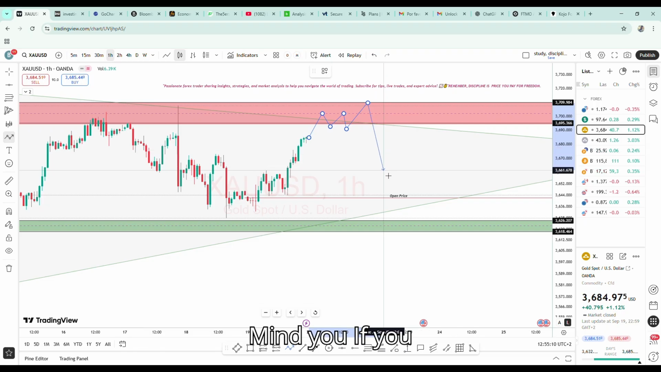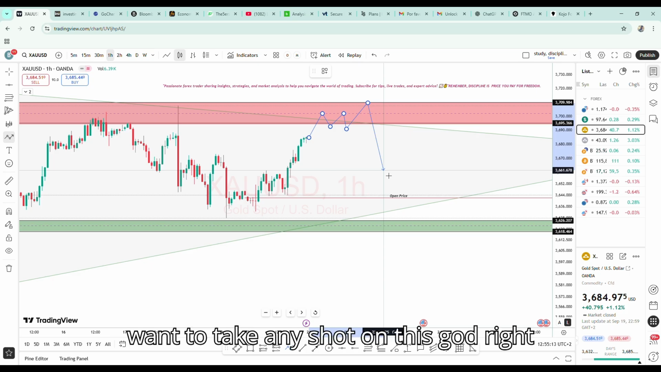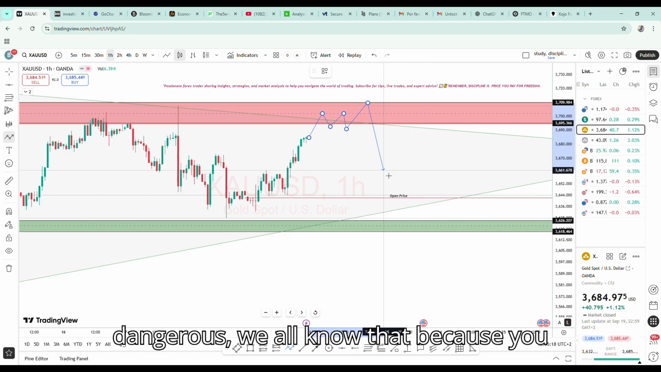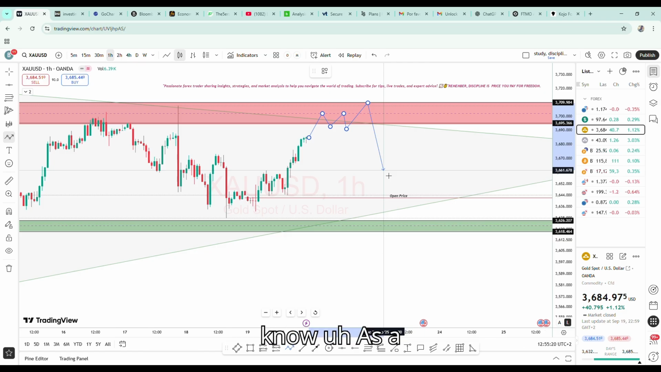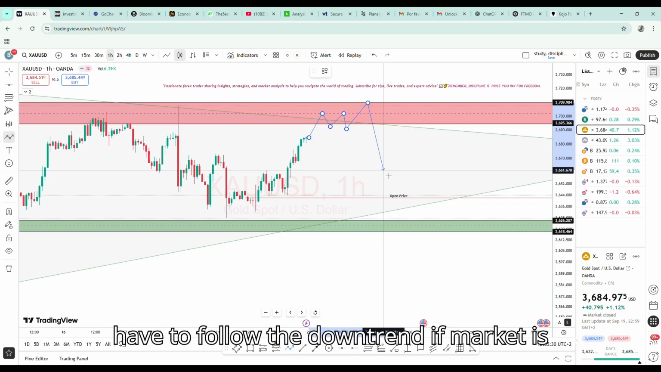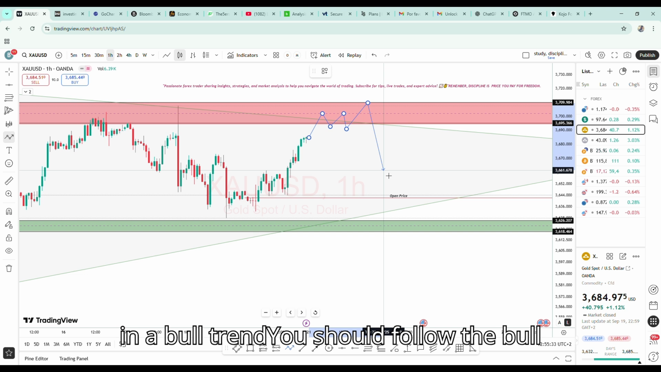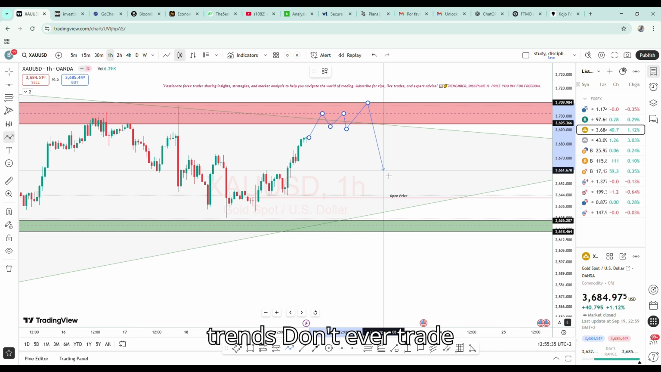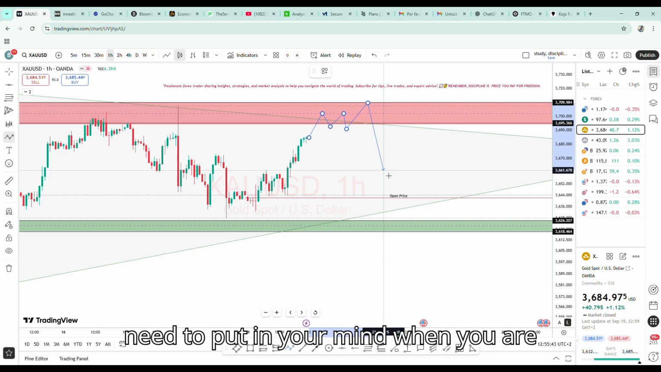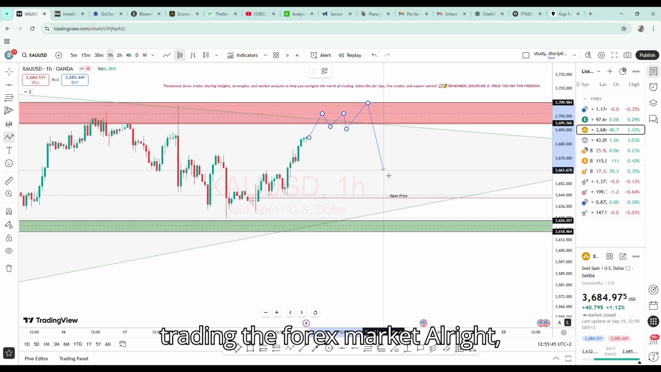Mind you, if you want to take any shot on this gold right now on the XAU, it is dangerous. We all know that, because as a forex trader, it is said to follow the trend. If the market is in a down trend, you have to follow the down trend. If the market is in a bull trend, you should follow the bull trend. Don't ever trade against the trend. Those are the things that you need to put in your mind when you are trading the forex market.